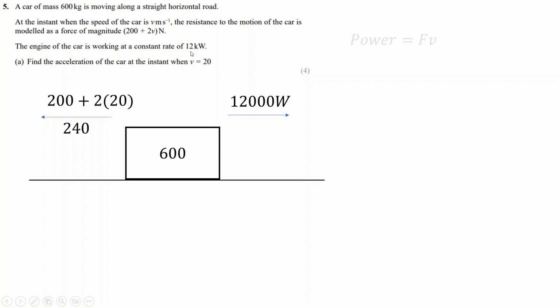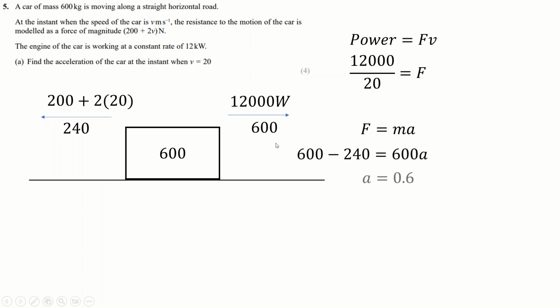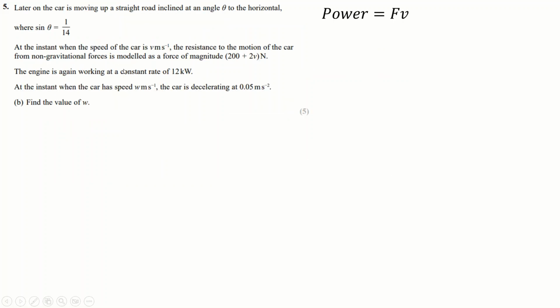Power is equal to force times velocity, so we take the velocity, which is 20, and divide it by this. This is 12,000 over 20, which is this. So that's our force in newtons going forwards. And now we just say F equals ma. There's no friction because all the resistances are lumped into here. I've just shoved V as 20 into there as well. So 600 minus 240 is equal to 600A, and we've solved for A, and it's very straightforward. Good, 4 free marks. Excellent.